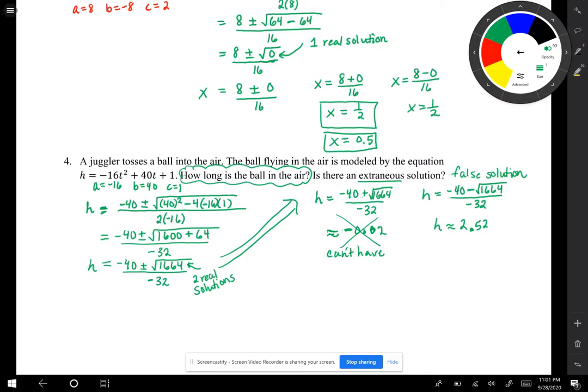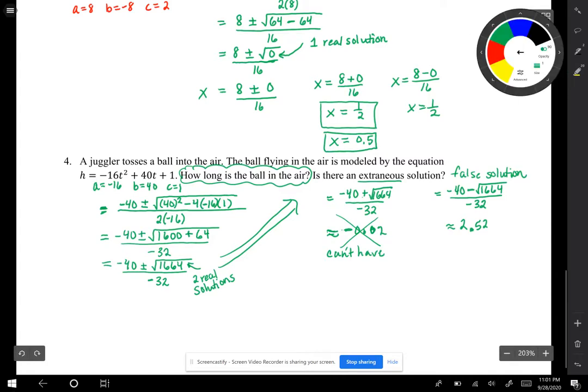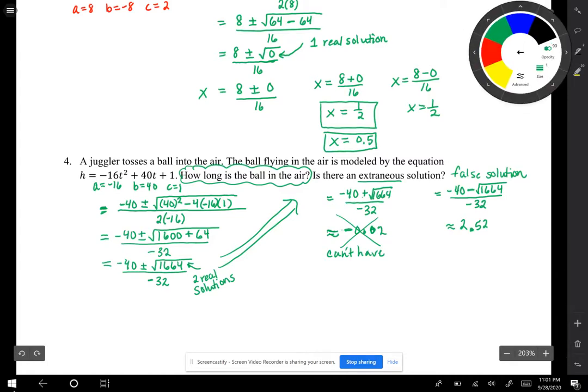Actually, this should have been my bad. I'm going to go back and erase something. You don't have to erase much, but I can erase that, that, that, and that. Because we're solving for time, t. So I don't know what I was thinking there. You could just put t all the way through. We weren't solving for h. I don't know what I was thinking. So you can't have negative time.